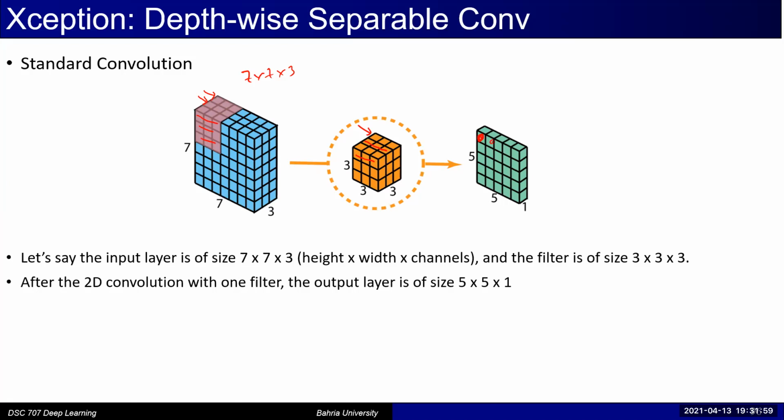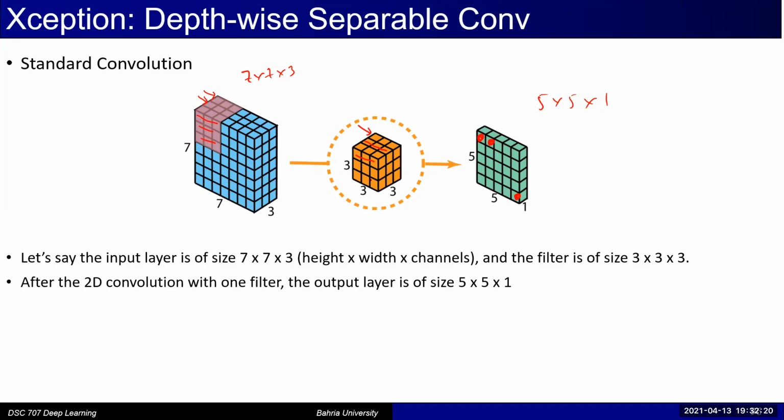Again, 27 multiplications, you get the second value, and finally you get the last value. Okay. So since in this example, we did not do any padding, from 7 by 7 by 3, we end up with 5 cross 5 cross 1. Why 1? Because we are adding all the values together.